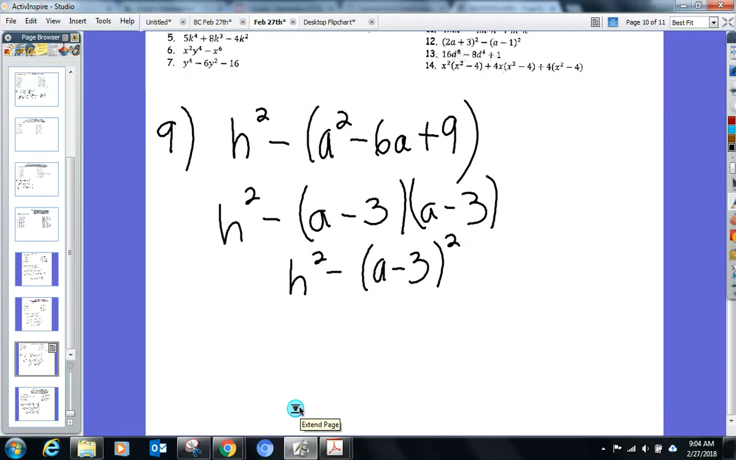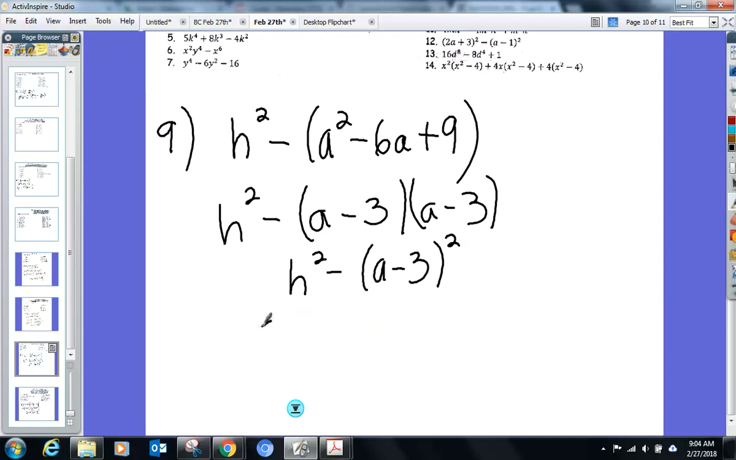Yes? We're okay. Because I might lose people on this next step, because there is a next step. Anybody see what it is? h squared, (a minus 3) all squared, and I'm subtracting them. Anybody know what method I can use here? This is the difference of two perfect squares. These are two perfect squares, right?